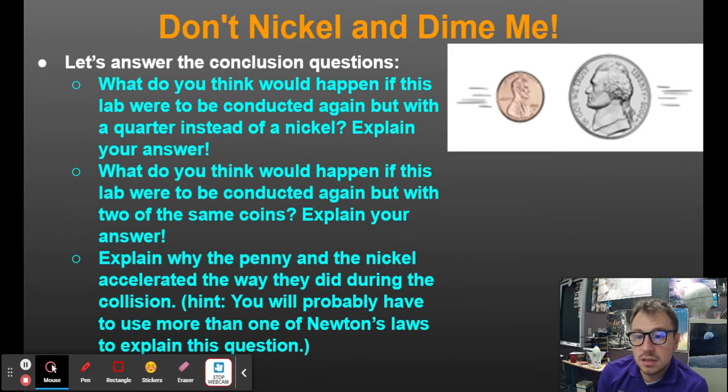Now, explain why the penny and the nickel accelerated the way that they did during the collision. Essentially, you have the same force being applied to both of these objects, but because the penny has less inertia, less resistance to that force, it's going to accelerate more.